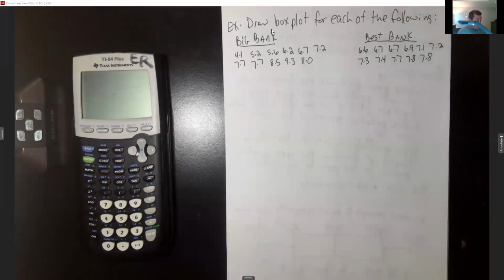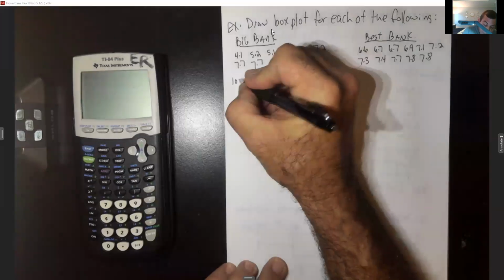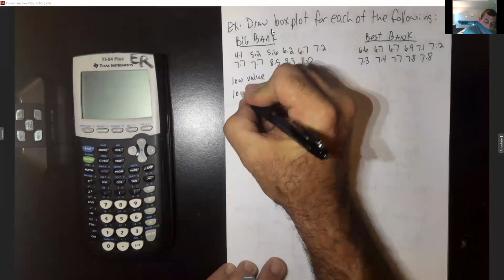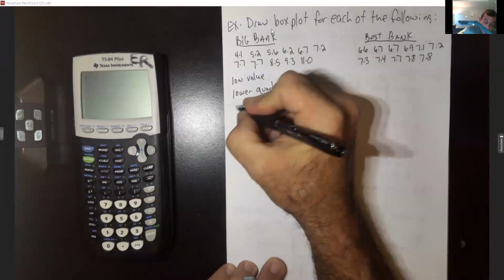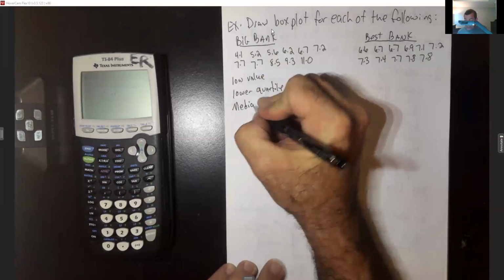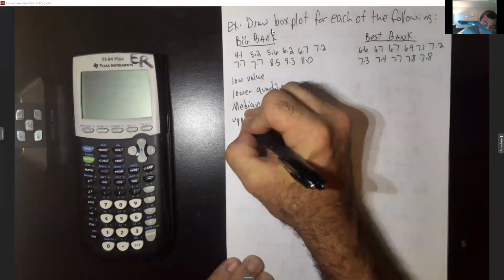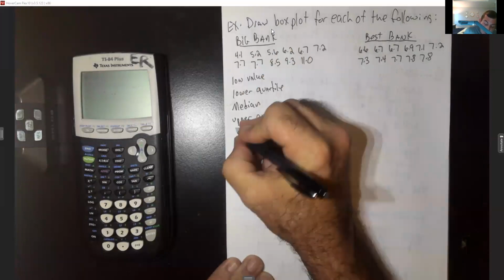All right, y'all, so what they want us to do on this is create a box plot for each one of these. So we need 5 things. We need a low value, my lower quartile, my median. But remember, my median is also the second quartile on this. My upper quartile, and then I need my high value.